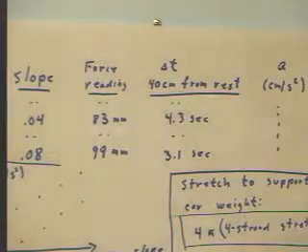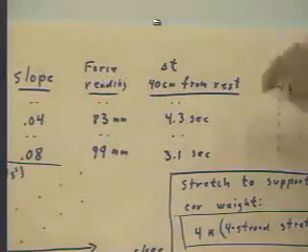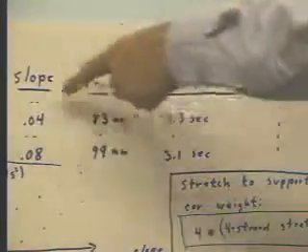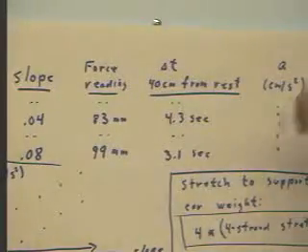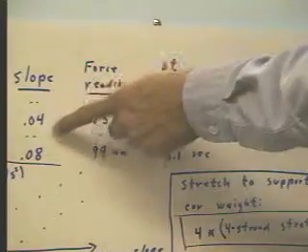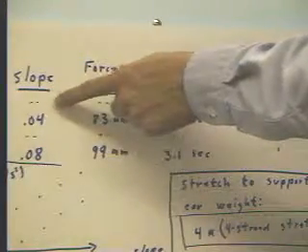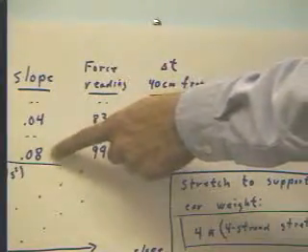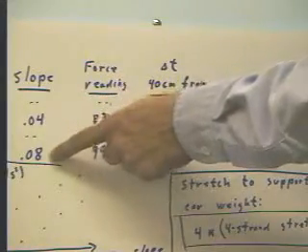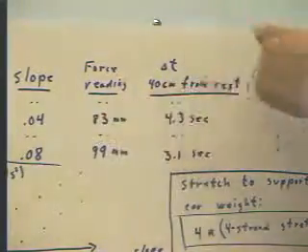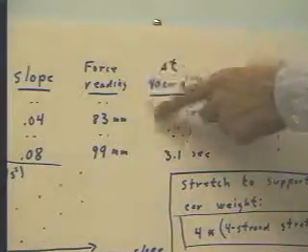When we've finished the experiment, we're going to have information, something like what you have on this table. We're going to have a variety of different slopes running from a small slope up to maybe 0.1 or a little more. This one goes up to 0.08, which is a little less than 0.1. We're going to have force readings.